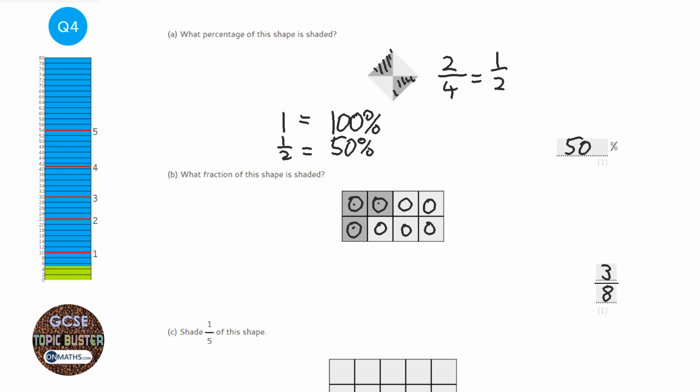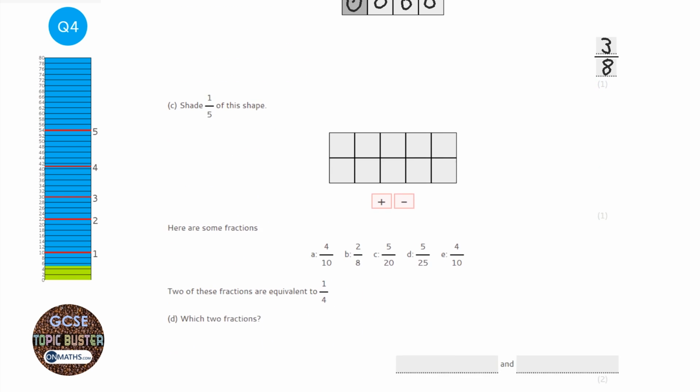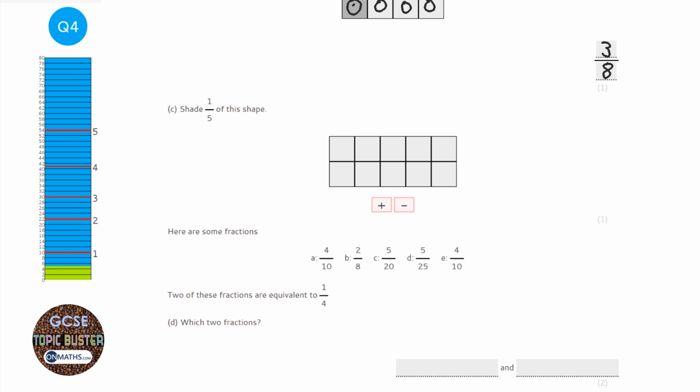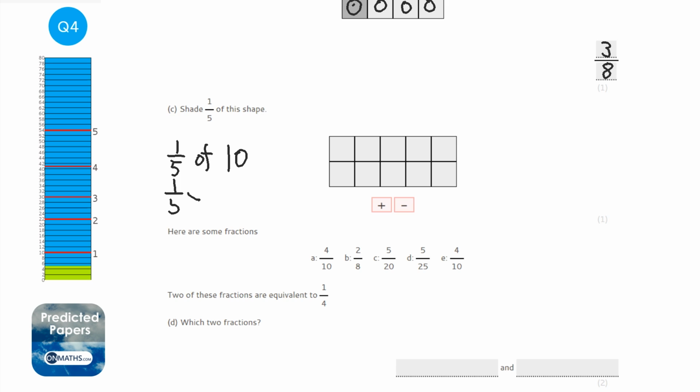So the fraction is 3 over 8. For the next question, it says shade in a fifth of this shape. Well, there's 10 squares altogether, and we want to shade a fifth. So we need to find a fifth of 10. In other words, what's a fifth times 10? When you times something by a fraction, just divide it by the bottom of the fraction. So another way of writing that is 10 divided by 5, which is 2.